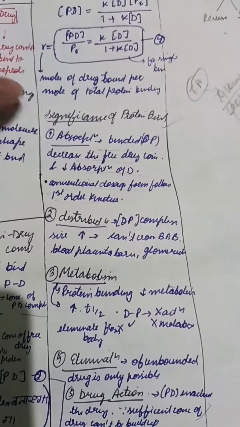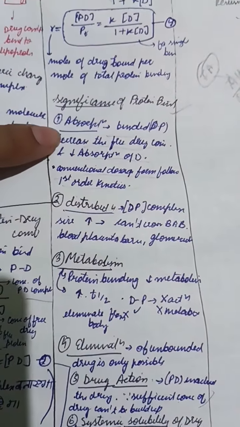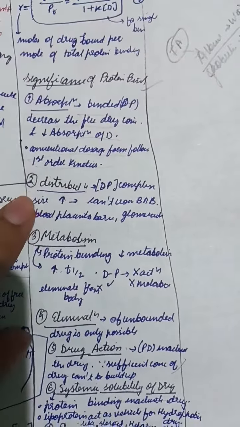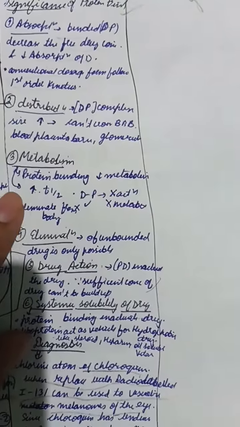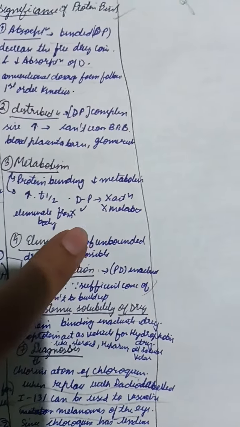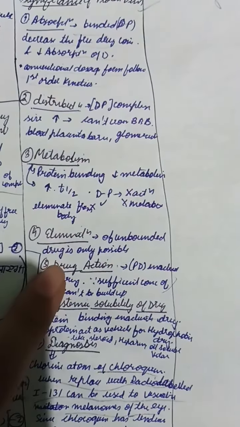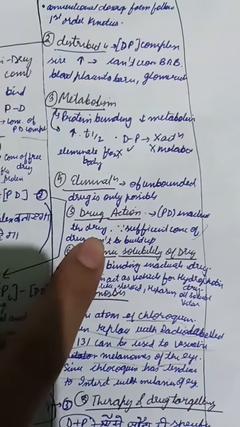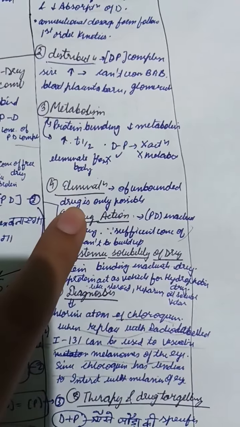Now the application, the significance of protein drug binding: we had studied absorption. If the protein drug complex forms, then absorption will be less and distribution will be lesser. For metabolism, the drug protein complex is not able to be metabolized and show its action, so the metabolic activity decreases. For elimination, unbound drug is not available, so the drug will be accumulated.